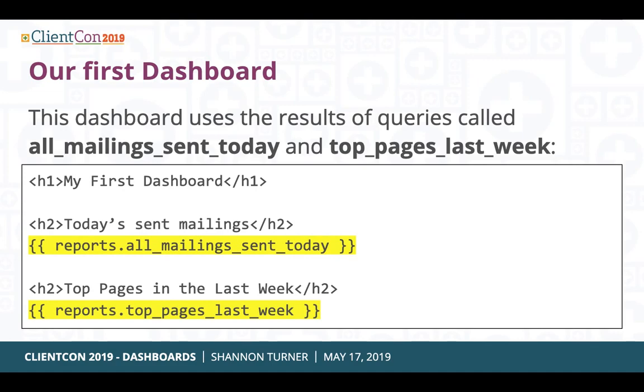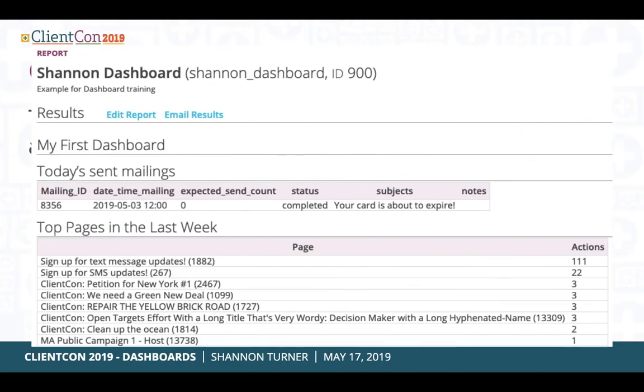So this is the code, and when we run it, here are all our results. This is my results in my test action kit. Your results, of course, are going to look very different, and that's great. But you can see that we have, here's the mailing that I sent today, and here were the pages with the most actions in the last week, just like we put in our dashboard.